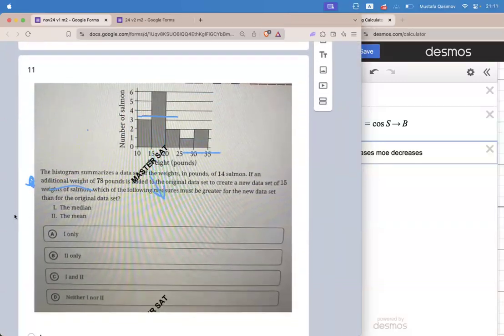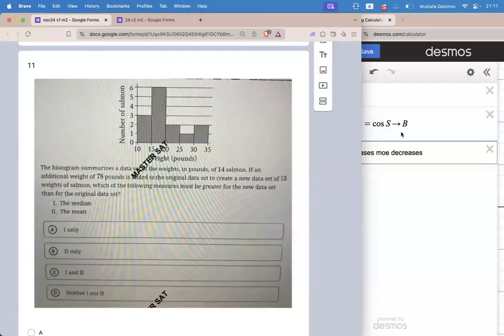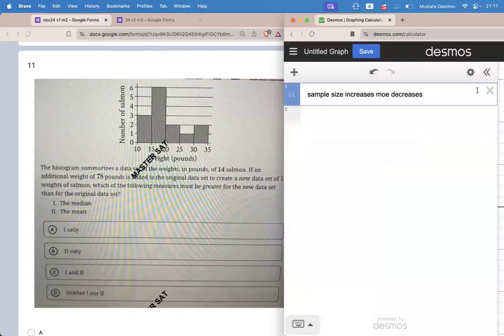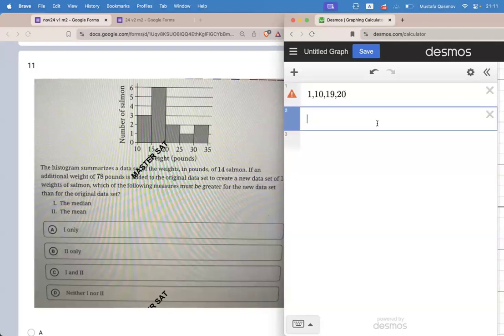11. For 11, Həmişə median eyni qalır, min dəyişir. Yeah, median will be same, mean will increase. Okay, let's say that we have a data set like 1, 10, 19, and 20. If you add here bigger number, it will increase automatically, right? So for example, if you add here 100, mean will increase. Mean will increase all the time.